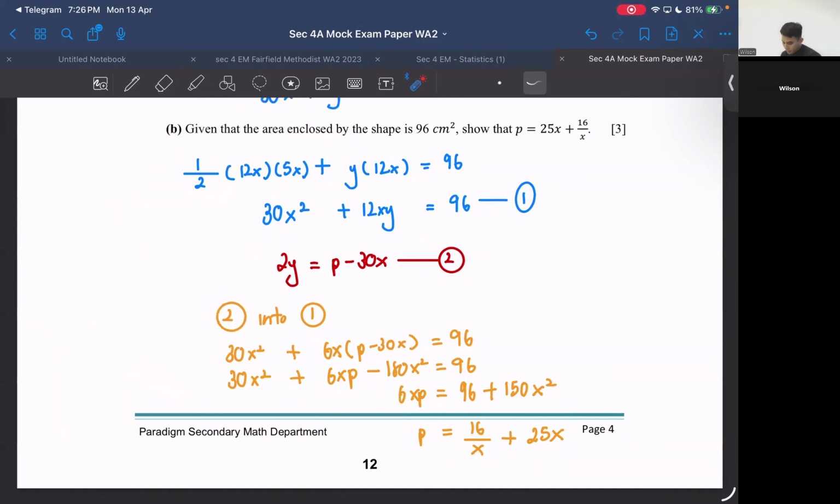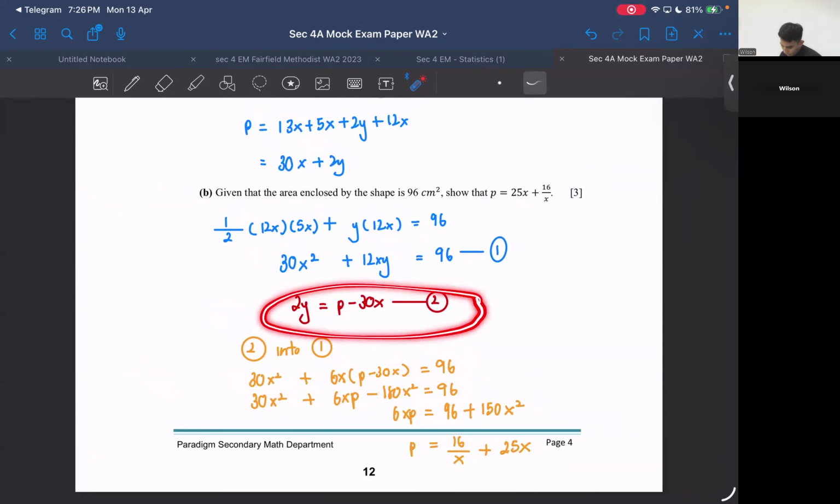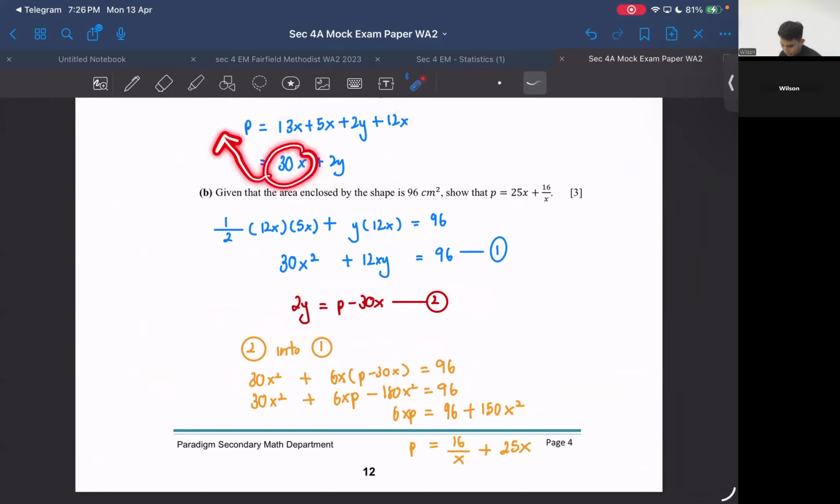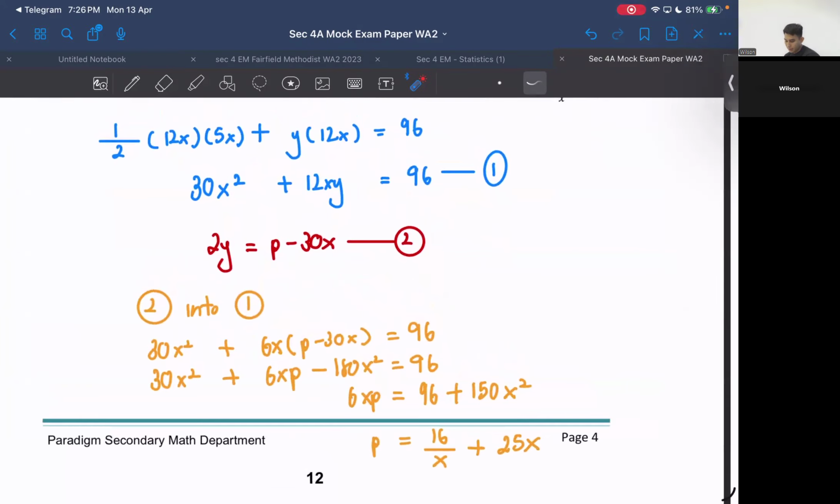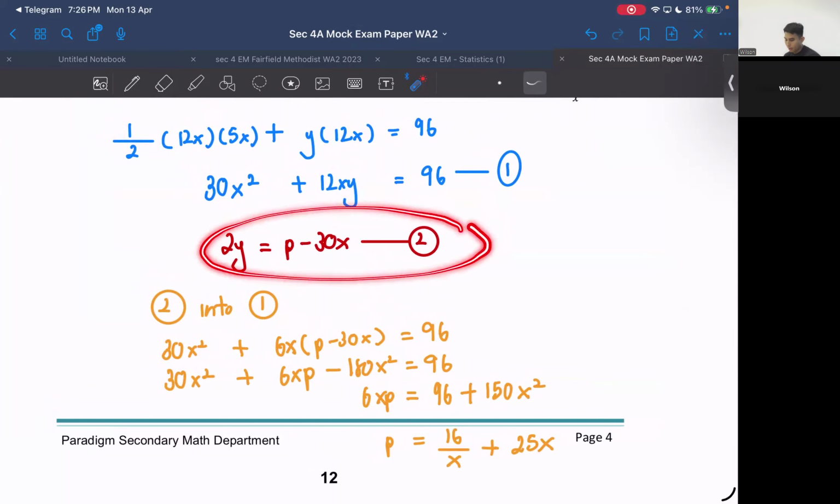Okay, now this 2y over here, I got this from your previous equation, right? So I just bring my 30x to the other side of the equation. So 2y is equal to P minus 30x. So this is my second equation. Okay. Now this one is just more of a simultaneous thingy, right? So I sub my second equation into my first equation.